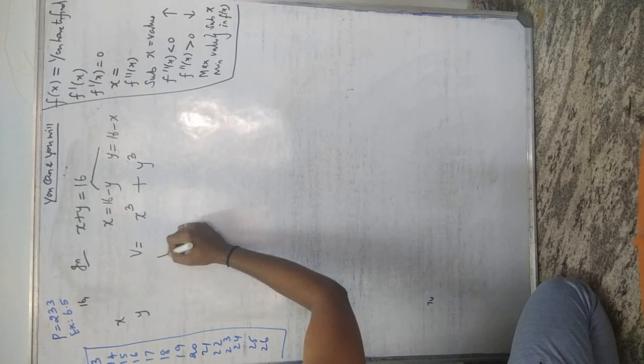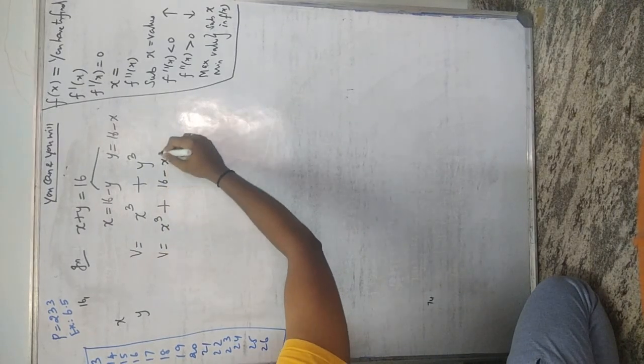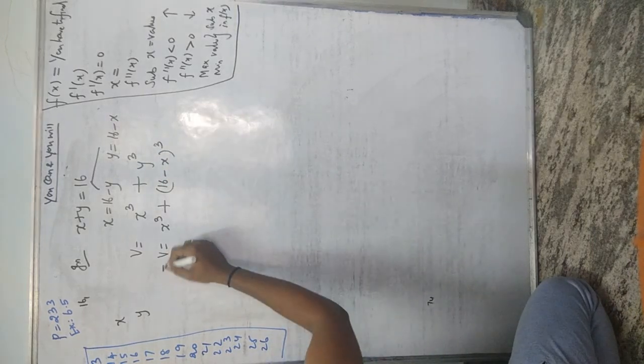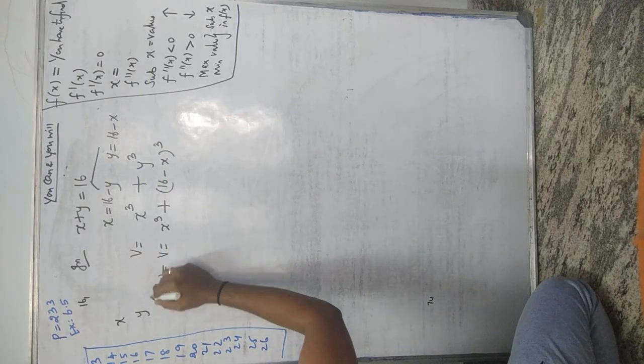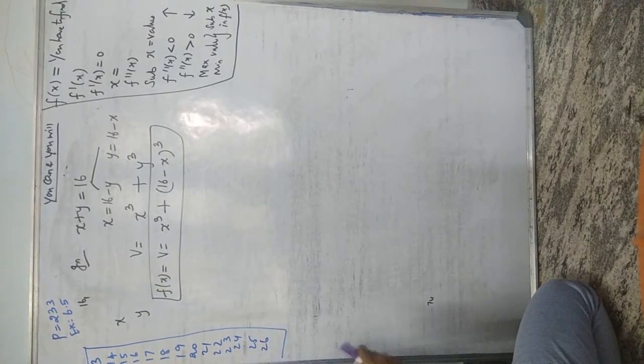So this is your v equal to x cube plus, in place of y I can substitute either. I told you, it's your choice. This is your f of x. So you have to minimize. So what is the second step?